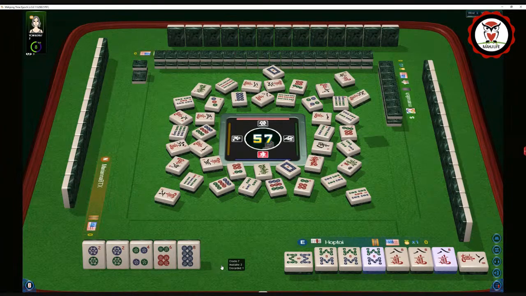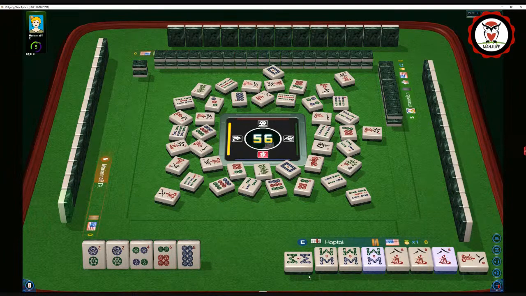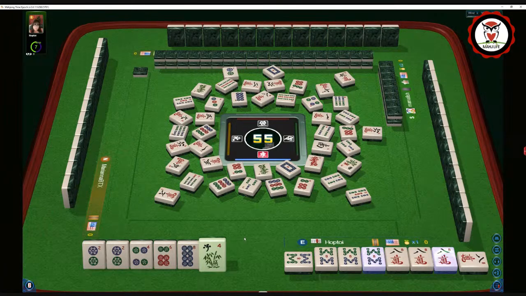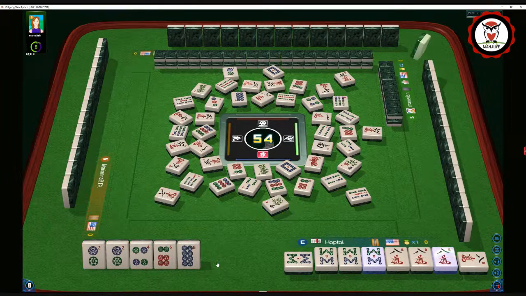Second hand down under 6 evens. 2 dots. Oh, that's a pass. Oh, flower. Flower. When you don't need them, you get them. That's the second flower out. 1 dot.